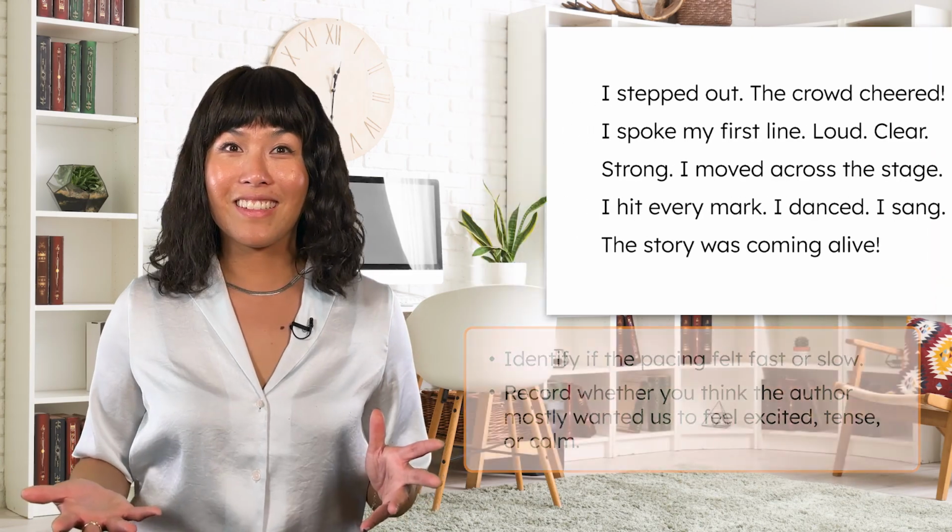Let's check together. That part had lots of short sentences, so the pacing felt fast. The author also probably used that short structure to make readers feel excited. Each sentence about the character's performance was snappy and full of action. Great work! Today, we learned that authors often use long sentences to make text feel slow and calm, short ones to make it feel fast and exciting, and a mix of structures to make us feel tense.